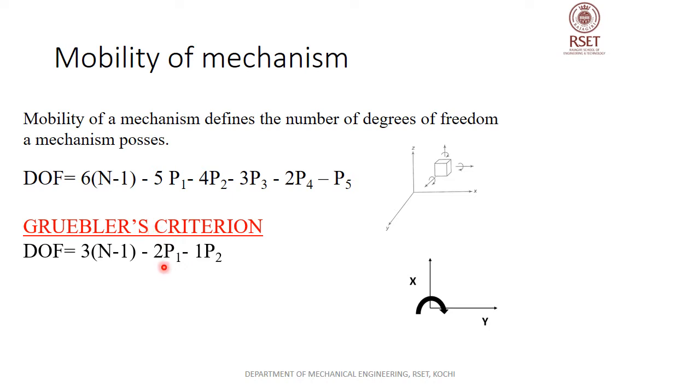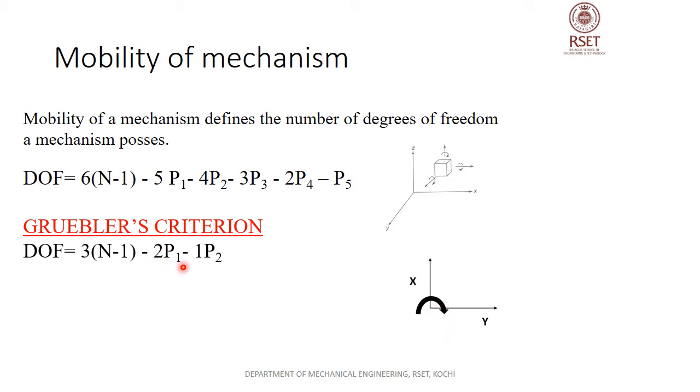Now p1 represents the number of kinematic pairs with a single degree of freedom. If there is only a single degree of freedom, then in a planar case the other 2 motions will be arrested. That is why it is 2 into p1. We know that in total there are 3 degrees of freedom: 1 translation along the x-axis, 1 translation along the y-axis, and 1 rotation about the z-axis. So out of 3, 2 are arrested. That is what is shown here.